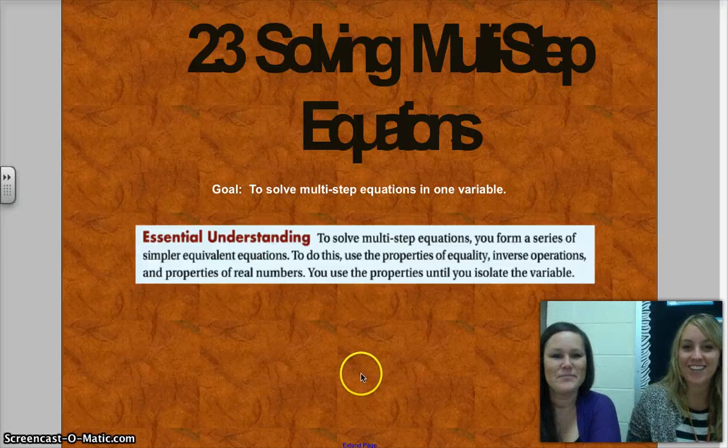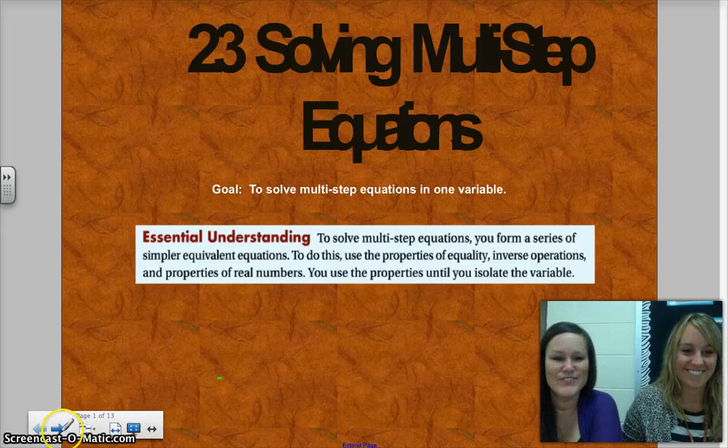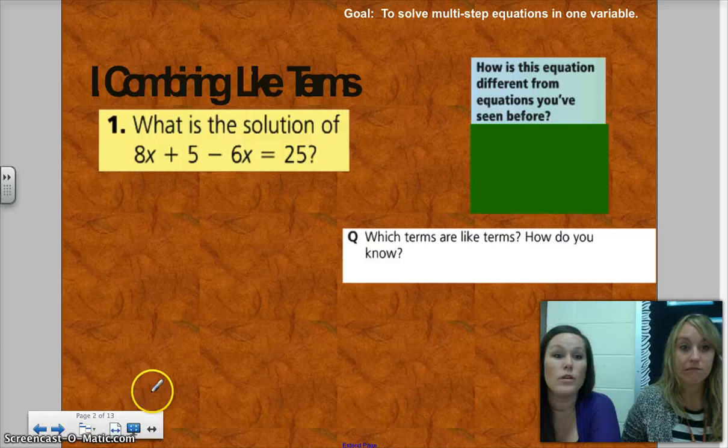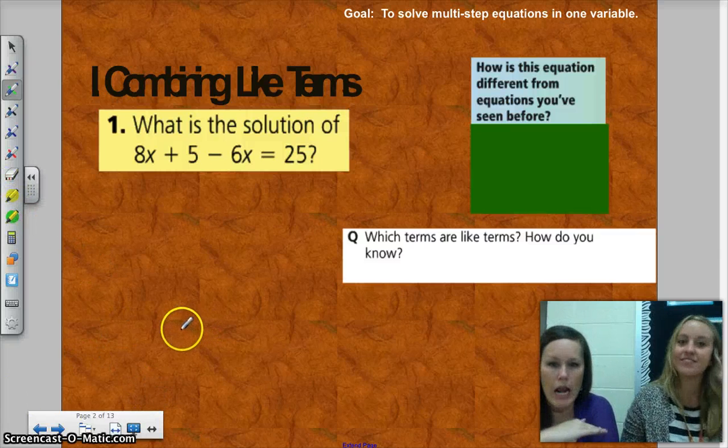2.3, solving multi-step equations, which is what that says up there. It's all smushed. Looks really cool. Okay, so we did one step, we did two step, now we've got lots of steps.